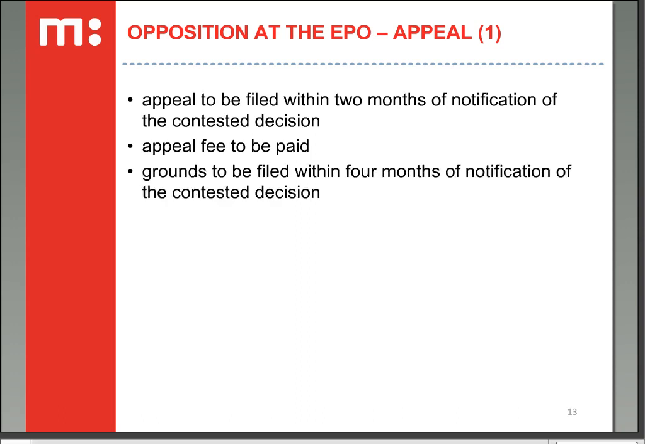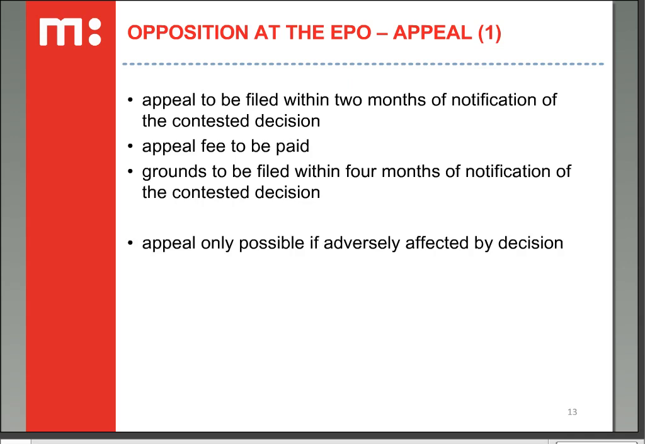And after you file your formal appeal, you need to file your grounds within 4 months of the notification. So 2 months after your deadline to file the formal appeal, you have to provide all your reasons why you think that the decision is not correct. An appeal can only be filed if you are adversely affected by the decision. So imagine that the patent is maintained in the granted form, then of course the patentee cannot appeal that decision. The same if the patent is revoked, then the opponent cannot appeal the decision.